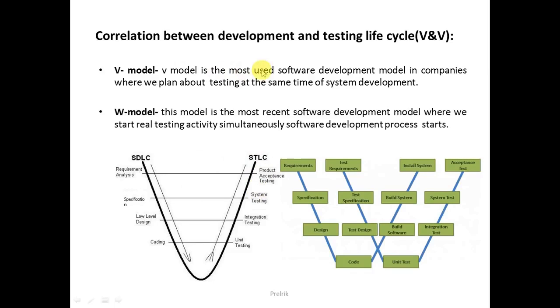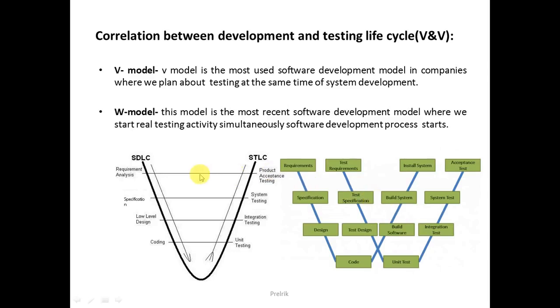The V model is the most used software development model in companies, where we plan testing at the same time as system development. So what we are doing here is planning testing at the same time as software development. Okay, and now let's see the W model. What's the difference in the W model?